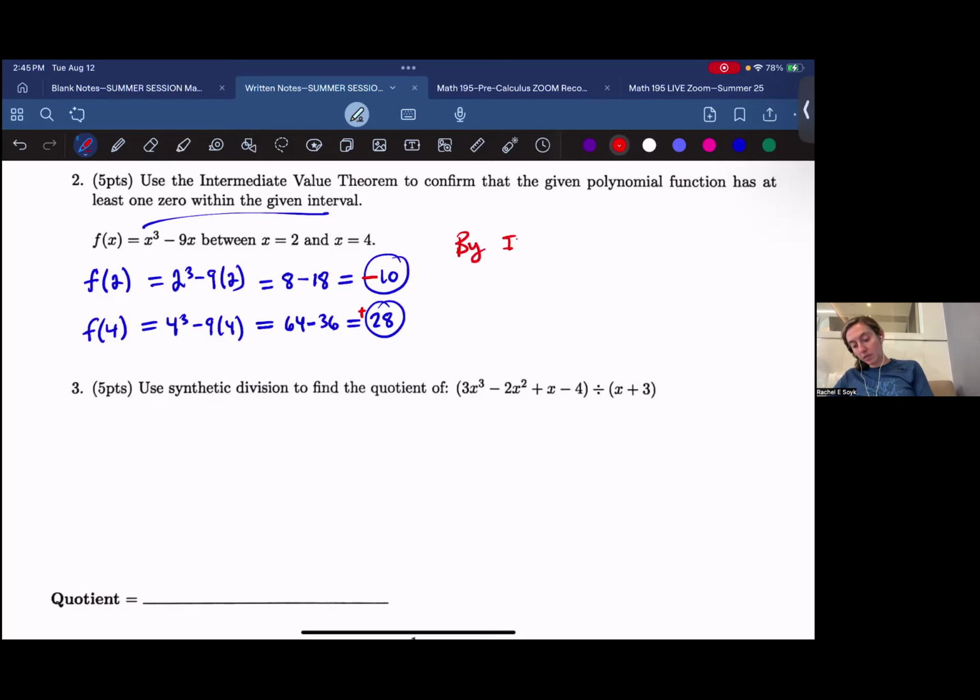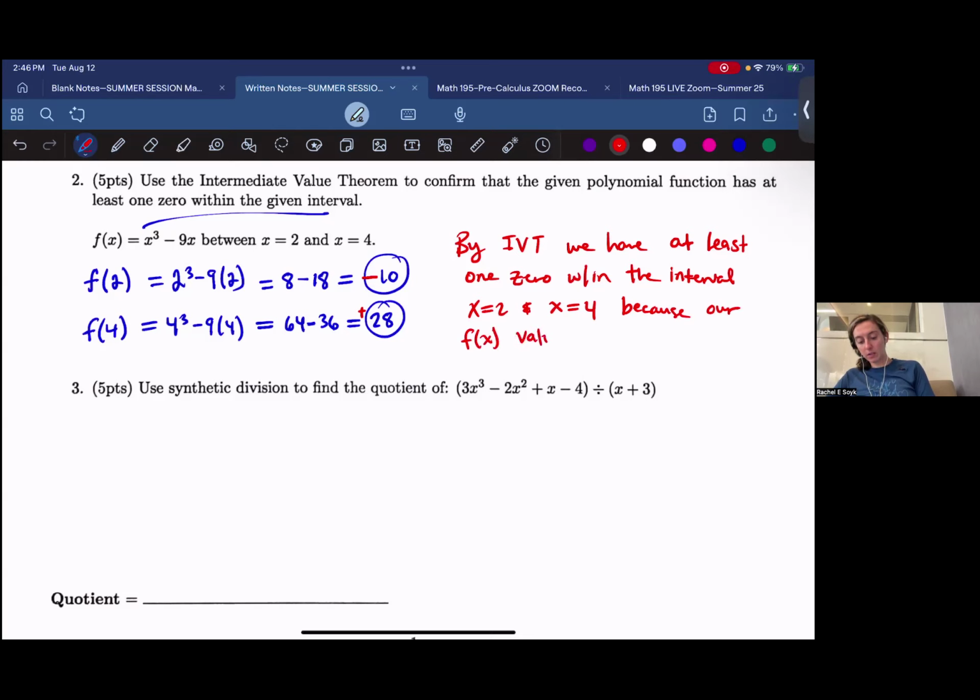By intermediate value theorem, we have at least 1 zero within the interval x equals 2 and x equals 4, because our f of x values are of opposite signs. And we're done.